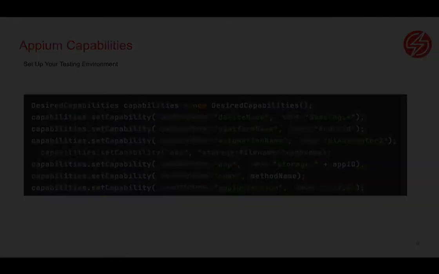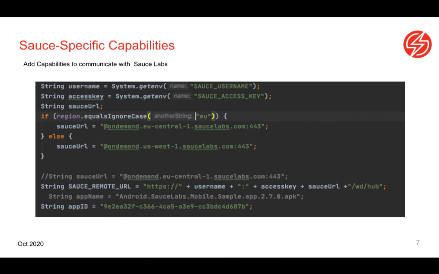The last piece of the puzzle is the Sauce URL, as well as Sauce-specific capabilities. You will choose the data center that you want to run your tests against and use a different URL for each, passing in your Sauce access key and username as well.